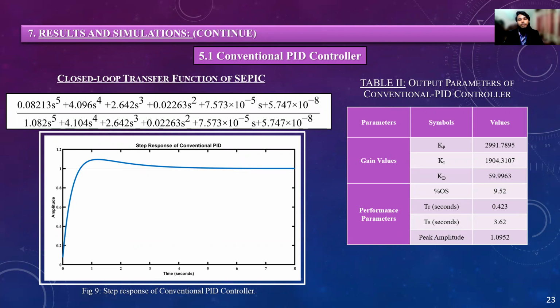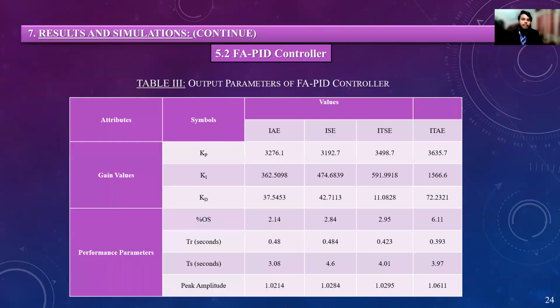Using these gain values, we found the performance parameters through the step response of the conventional PID controller. The percentage overshoot is 9.52%, rise time is 0.423 seconds, settling time is 3.62 seconds, and peak amplitude is 1.0952. This performs better than the open loop, but not as good as expected. For getting better performance from the closed loop of SEPIC, the optimization algorithm FA is applied.